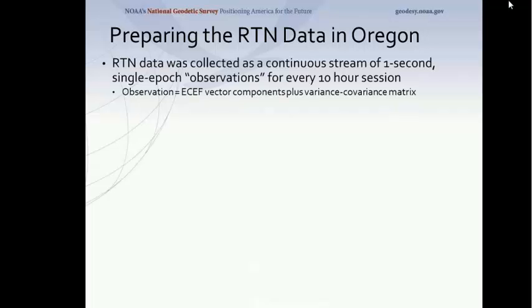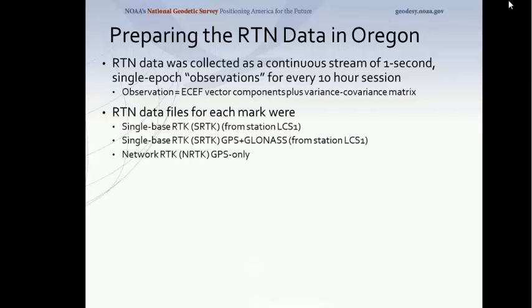We then prepared the RTN data that we collected. As I mentioned, we collected a continuous stream of 1-second single-epoch observations for the full 10-hour session. When I say observation, I mean the Earth-centered, Earth-fixed delta X, delta Y, delta Z components for each vector, and also their variance-covariance matrix. And we had RTN data files for each mark.